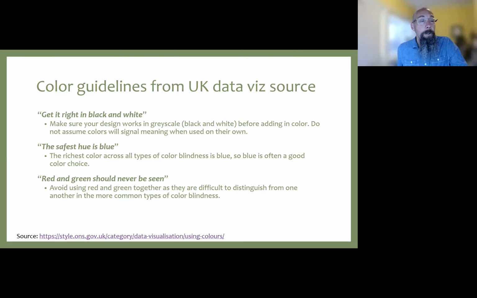The safest hue is blue. One of the challenges with color is a fair number of people are colorblind, and there's a lot of kinds of color blindness. And so if you choose a color that people can't see, they're not going to tell the difference. So the richest color across all types of color blindness is blue. So blue is often a good color choice. Red and green should never be seen together. And that's again about color blindness. They're more typically or commonly colors that are not seen with color blindness.